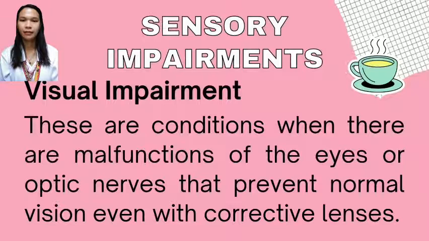Visual impairment. These are conditions when there are malfunctions of the eyes or optic nerves that prevent normal vision, even with corrective lenses. Visual impairments can be divided into low vision and blindness. Individuals or students with low vision can function but with assistance of optical or non-optical devices and environmental modifications and or techniques. Blindness refers to being without functional use of vision and reliance on other sensory systems for education.